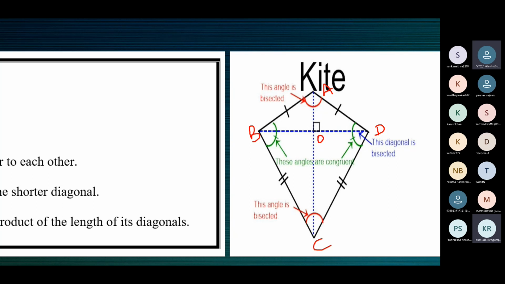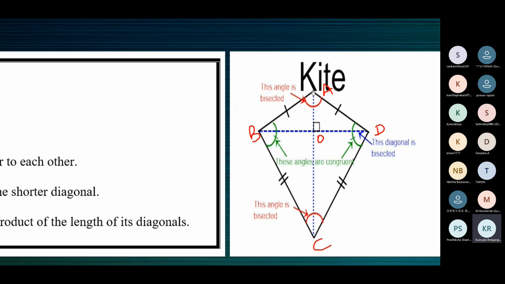Correct. So which rule? SSS congruency, ma'am. ABC is congruent to ADC by SSS rule. So what do you have from CPCTC? Angle ABC is equal to angle ADC, ma'am. Yeah, so we have this angle equal to this angle, correct?